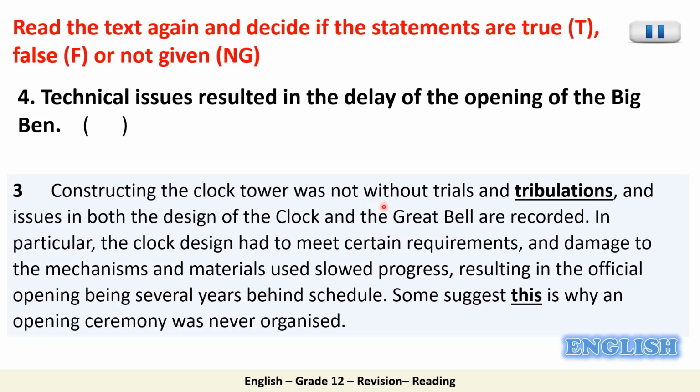Constructing the clock tower was not without trials and tribulations and issues in both the design of the clock and the great bell are recorded. In particular, the clock design had to meet certain requirements, and damage to the mechanisms and materials used slowed progress. So the word delay has the same meaning as slowed progress, and damage to mechanisms and materials is an explanation of what some technical issues might be, and this makes statement 4 true.